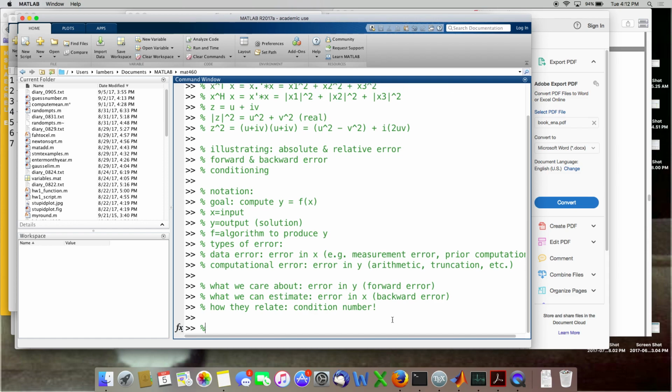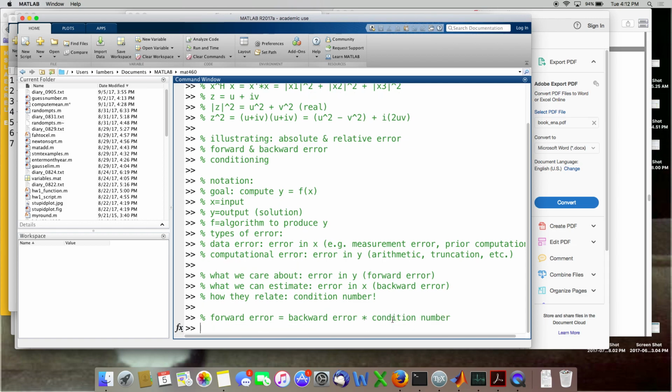And the relationship between them is very simple: forward error, what we want, is equal to backward error, what we can estimate, times condition number. And this applies whether we're talking about absolute errors and condition numbers or relative errors and condition numbers. So that's why I left them out of this last statement, because as long as you're consistent, with everything absolute or everything relative, then this equation I have here applies.